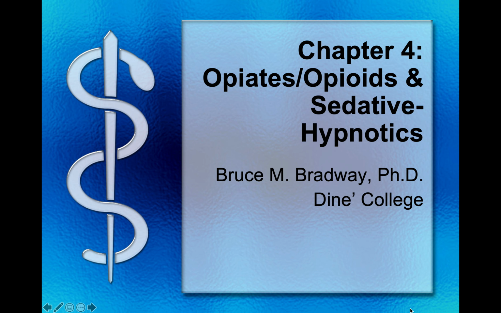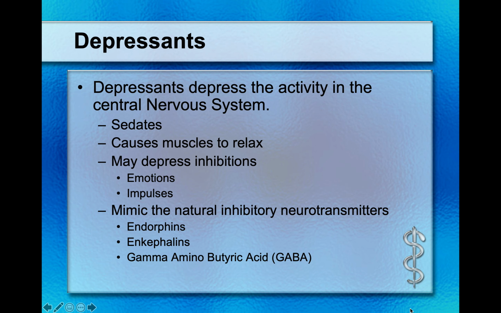This is about opiates, opioids, sedatives, and hypnotics, and sedative hypnotics. Depressants depress the activity in the central nervous system. They sedate. They cause muscles to relax. They may depress inhibitions. They may depress your emotions, and they may make you impulsive. They mimic the natural inhibitory neurotransmitters, the endorphins, the enkephalins, and gamma aminobutyric acid, or GABA.